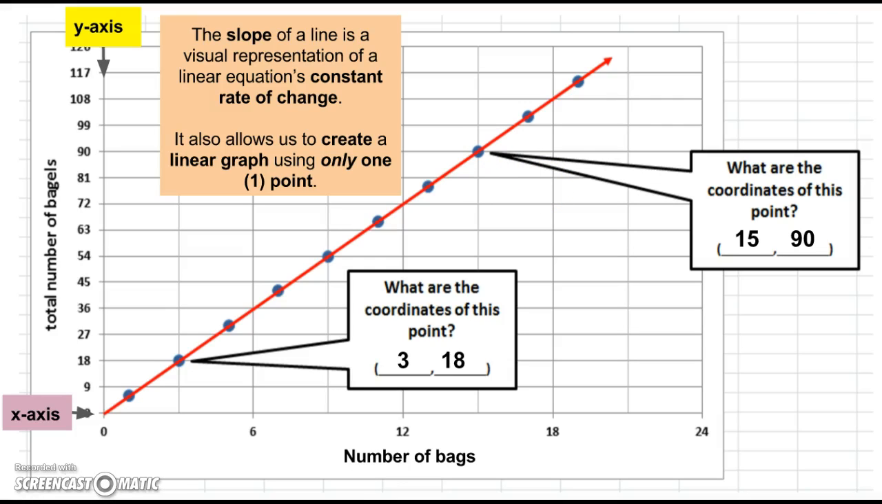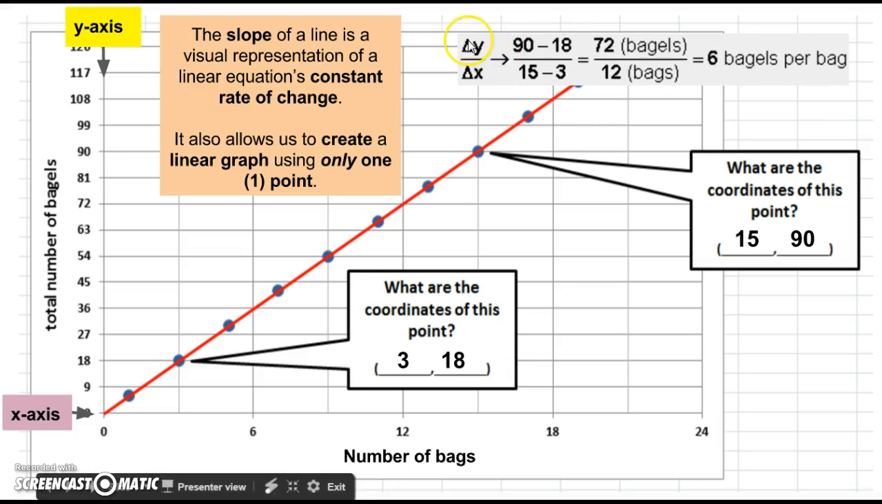If we want to find the slope of this line, all we have to do is find the change of y over the change of x. That symbol is delta. Delta means change. Change of y over change of x. How do we find change? We do some subtraction. So we're subtracting the y's, 90 minus 18, divided by the x's, 15 minus 3. 90 minus 18 is 72.